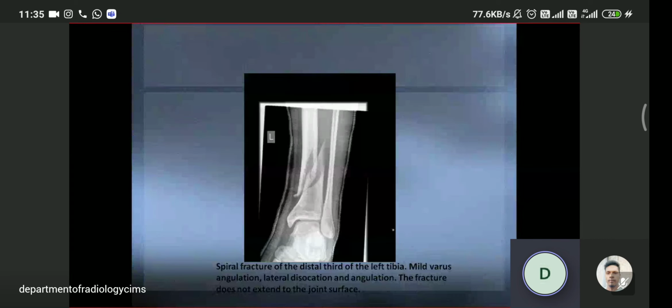Let's see some names of the fracture. Please tell me what is a Galeazzi fracture?